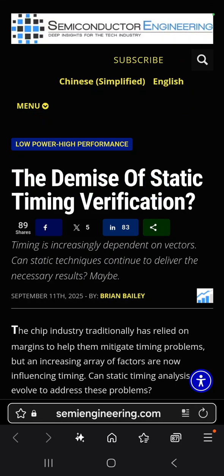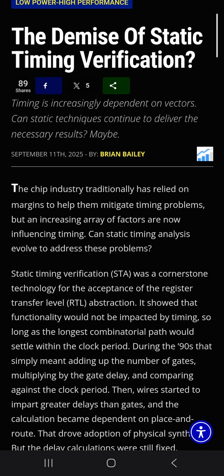The demise of static timing verification. The chip industry's traditional timing is increasingly dependent on many factors. Can static techniques continue to deliver the necessary results?